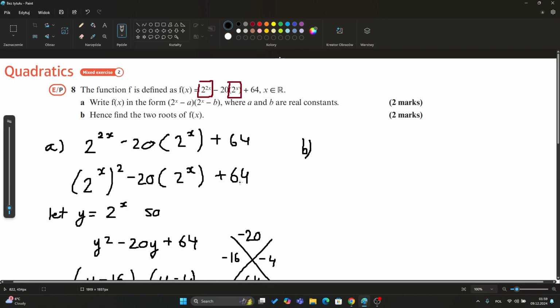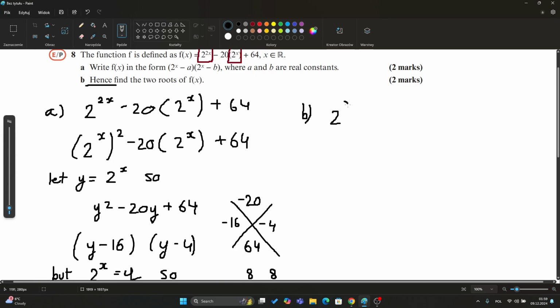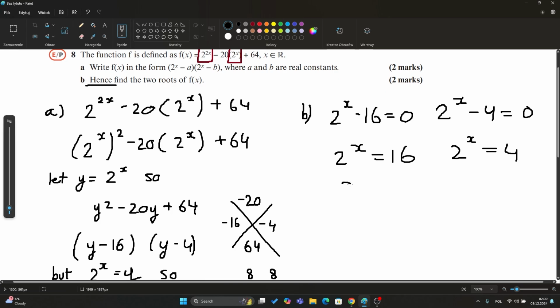Now hence find the two roots of f of x. So using our answer to part A, because it says hence, so we have to use part A, we are going to solve this. So 2 power x minus 16 equating to 0, and 2 power x minus 4 equating to 0, so that is 2 power x equals 16 and 2 power x equals 4. Now here by inspection we see that x is equal to 4 and x is equal to 2.